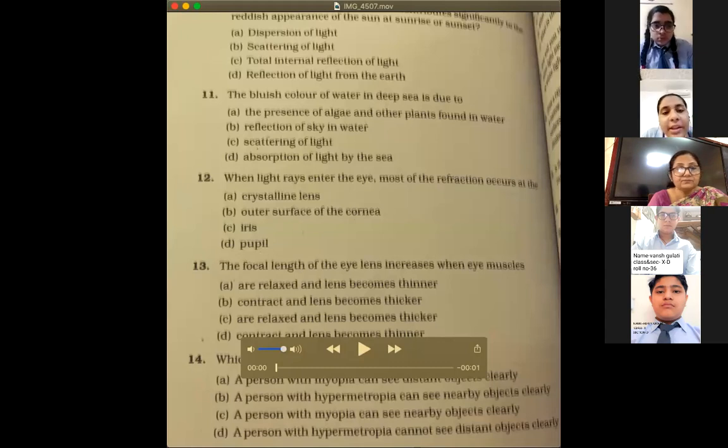Ma'am, 11. The bluish color of water in the deep sea is due to: A. The presence of algae and other plants found in water. B. Reflection of sky in water. C. Scattering of light. D. Absorption of light by the sea. Ma'am, the correct answer is C. Scattering of light.